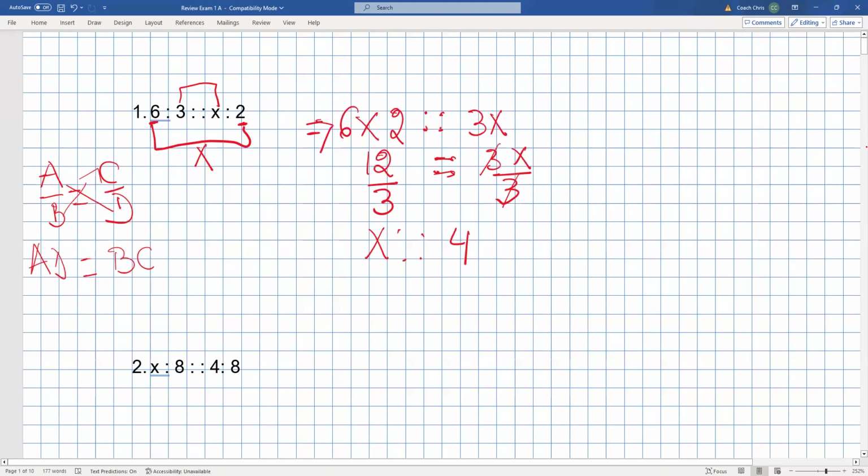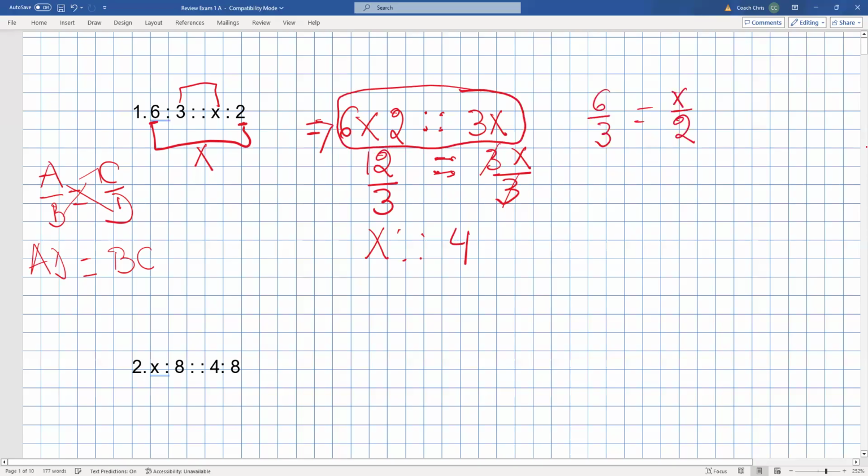Now, I know some of my friends love to do it a different way. But regardless of the way they set it up, they will end up here. So I'm going to explain to you what other friends love to do. They're going to treat this ratio as a fraction. So they will have 6 over 3, correct? They put an equal sign right there. Then they're going to have x over 2, because x to 2 is a ratio. x is the numerator, 2 is the denominator, all right?